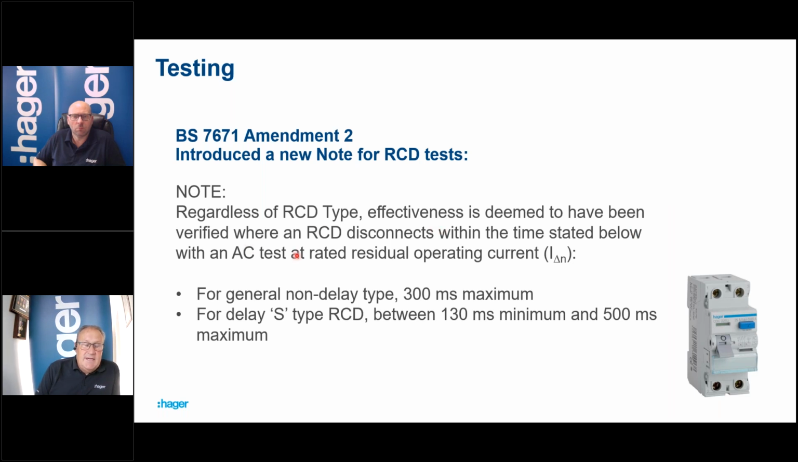So when an AC test is applied, we won't set our machines any longer to A, just to do the standard test. We'll set our machines to AC and we'll inject an AC. For general type, as long as it trips within 300 milliseconds, that's fine. We'll deem the effectiveness to be verified. And if it's for a delay type, between 130 and 500 milliseconds, again, we deem it to be acceptable. So that's why we made the testing a lot simpler for RCDs.